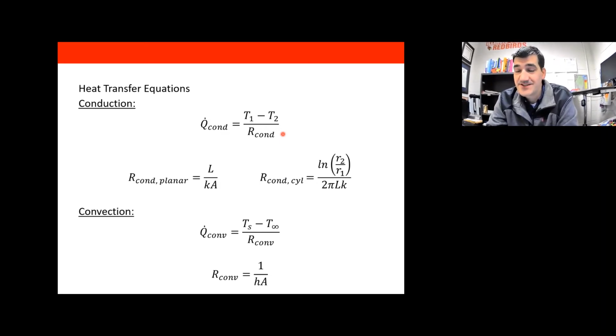That's really what there is today. So this was the form of the conduction equation that we like to work with, that is most convenient. And the only thing you really have to recognize here in conduction is, what is thermal resistance for conduction? Well, thermal resistance for conduction is L over kA for a planar surface, like a wall or something. Or if you've got a pipe or a cylinder, then you need to use this equation for the thermal resistance for conduction for a cylinder or a pipe.